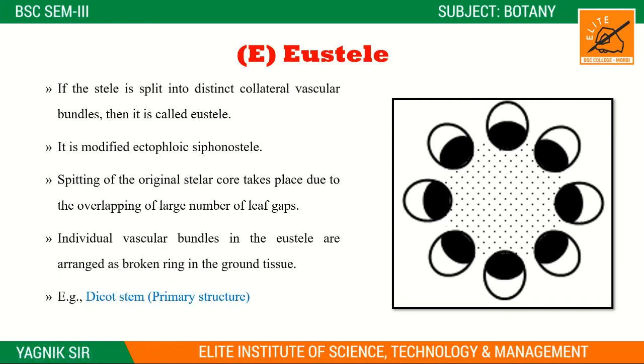So like that, in the dicot stem, right? In the primary structure, a dicot stem has this type of stele, the eustele.